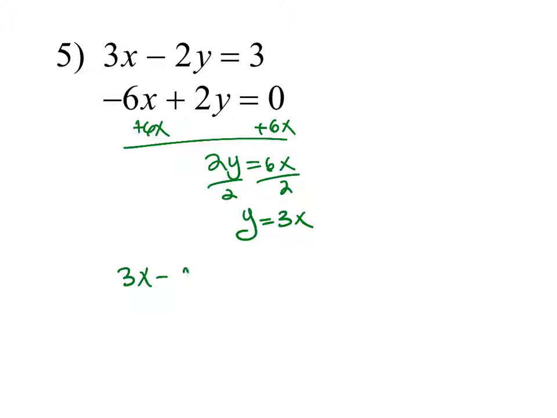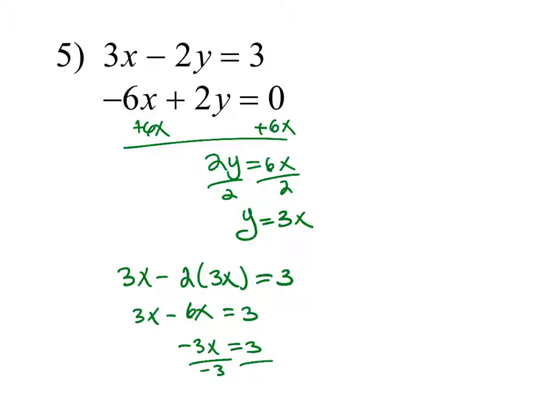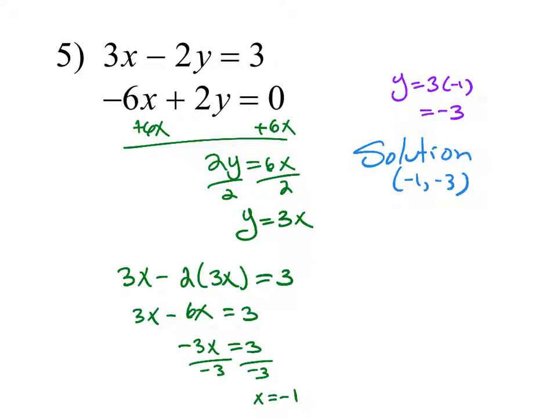Now I'm going to plug 3x into the first equation: 3x minus 2 times 3x equals 3. So 3x minus 6x equals 3, and negative 3x equals 3. So x equals negative 1, and y equals 3 times negative 1, which is negative 3. So my solution is (negative 1, negative 3). I'm going to check on the first one: 3 times negative 1 minus 2 times negative 3, so negative 3 plus 6, and that equals 3.